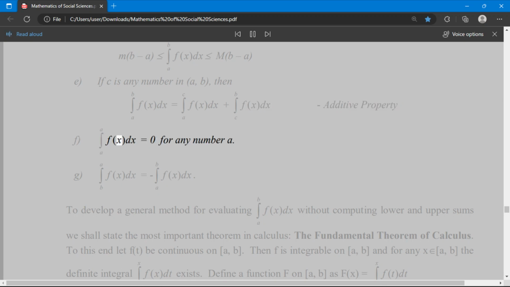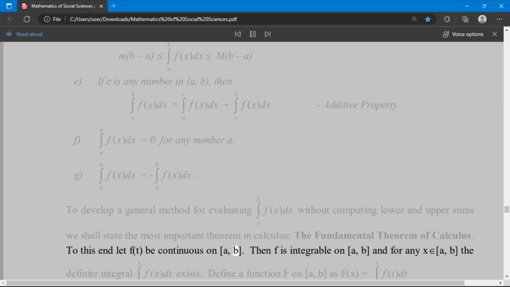Additive property. f. ∫ₐᵃ f(x) dx equals 0 for any number a. g. ∫ₐᵇ f(x) dx equals −∫ᵇₐ f(x) dx. To develop a general method for evaluating ∫ₐᵇ f(x) dx without computing lower and upper sums, we shall state the most important theorem in calculus, the fundamental theorem of calculus.